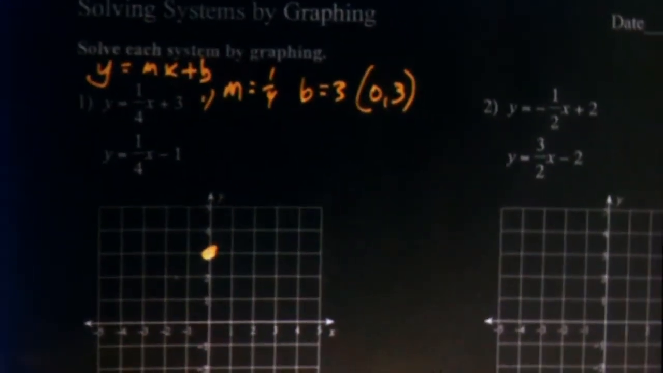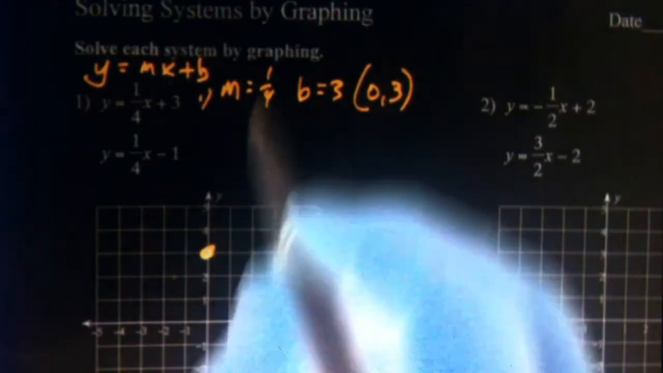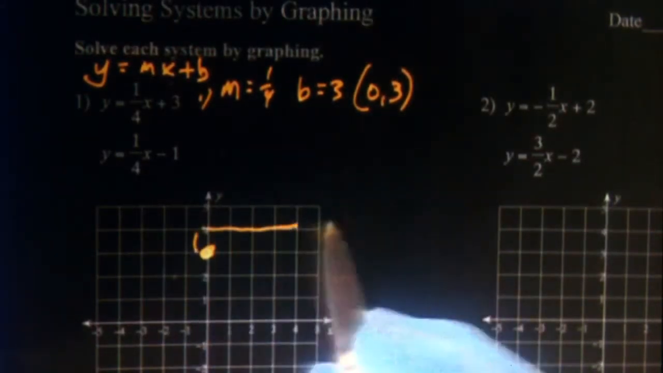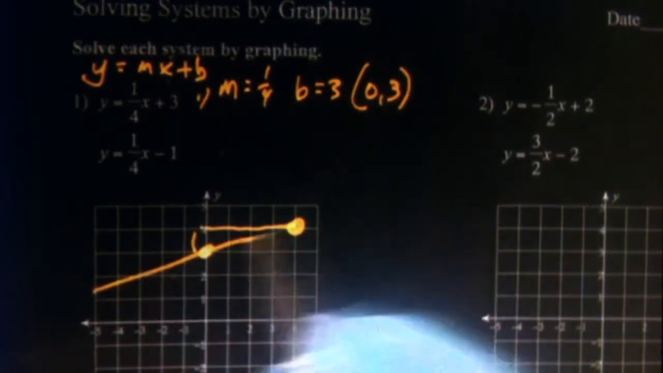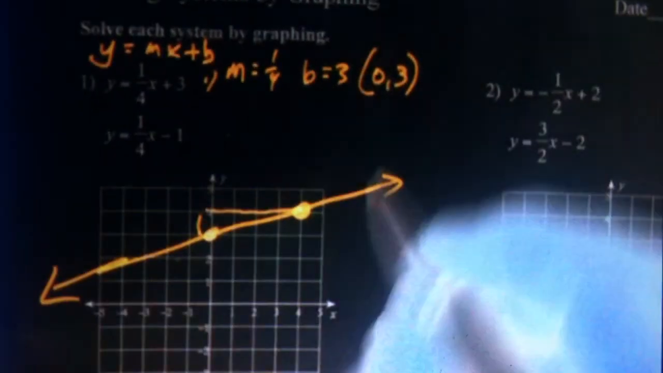As you can see, I've already plotted one point, and I'm going to go ahead and graph. This is rise over run, so we go up 1 and over 4: 1, 2, 3, 4. When we get our second point, we draw a line, and that's how it works for the first line. That's only line 1. I'm going to label it line 1, okay?